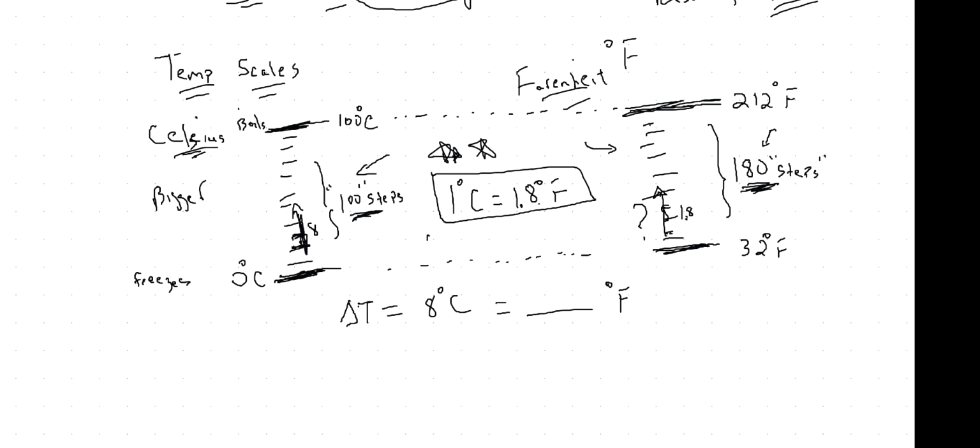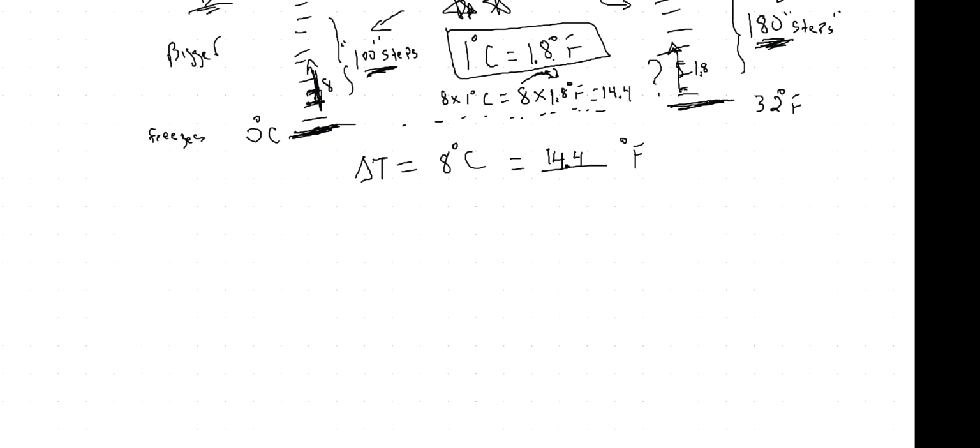So if I multiply 8 times 1 degree Celsius, it's got to be the same as 8 times 1.8 degrees Fahrenheit. 8 times 1 is 8, and 8 times 0.8 is 6.4. So 8 plus 6.4, the change would be 14.4. If you go up 8 steps in one building in Celsius, then the equivalent number of steps would be 14.4 steps in Fahrenheit. This is usually the type of question I'll ask on an exam, the change in temperature.